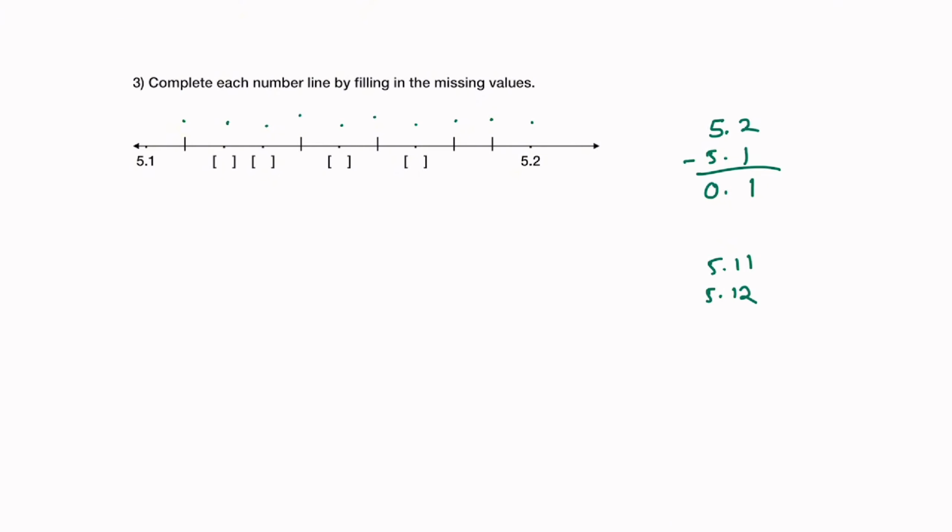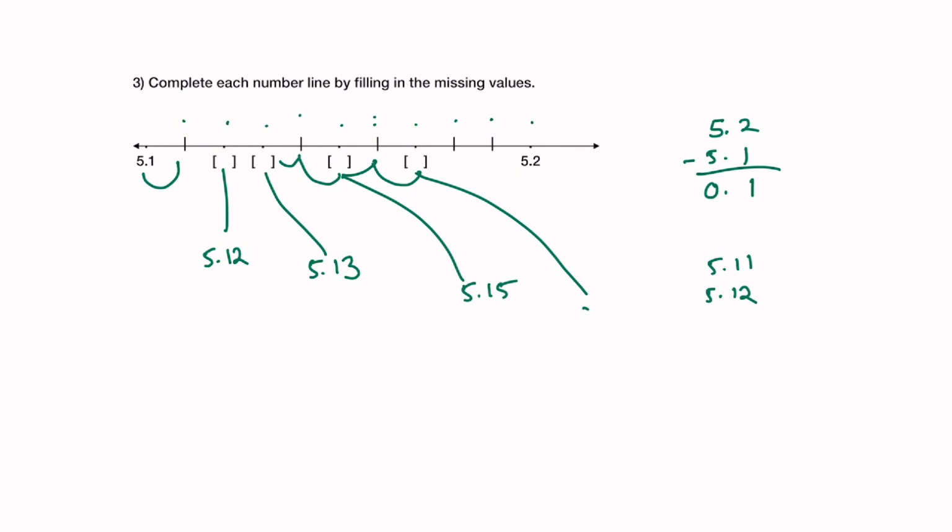Okay, so let's start doing that. So this is 5.11 and this is going to be 5.12. That's going to be 5.13, 5.14, and that's 5.15, 5.16, and that's 5.17, 5.18, 5.19, and 5.2. So we are right in doing the way we did it.